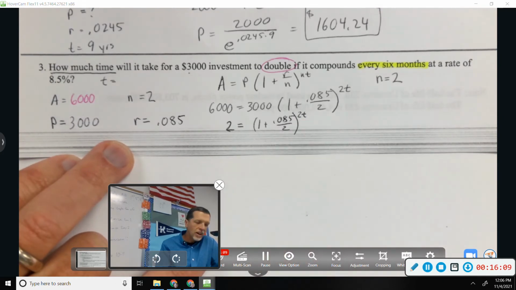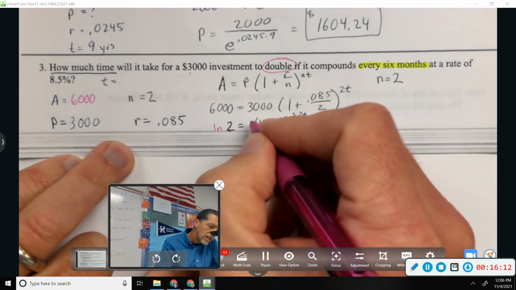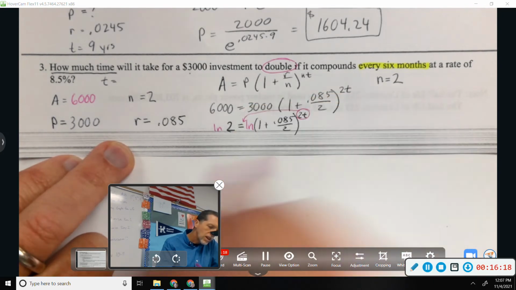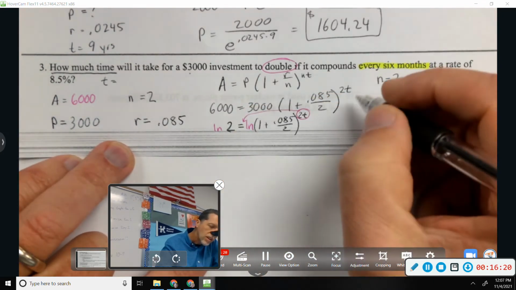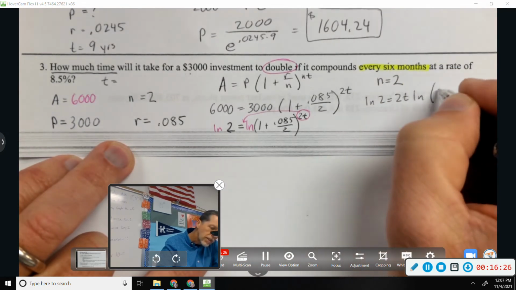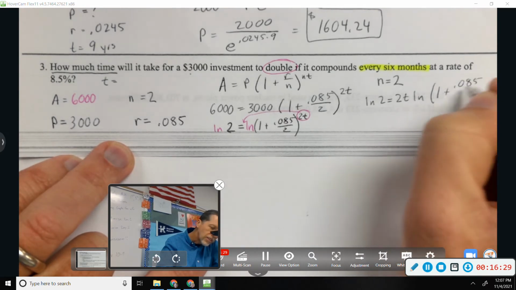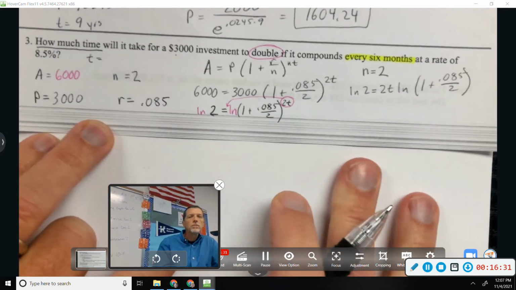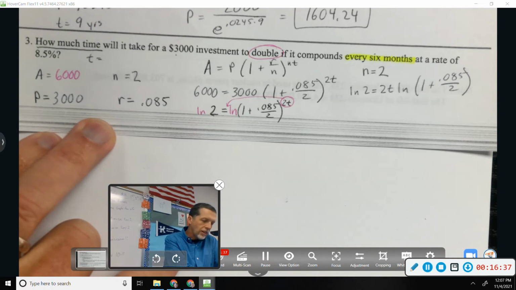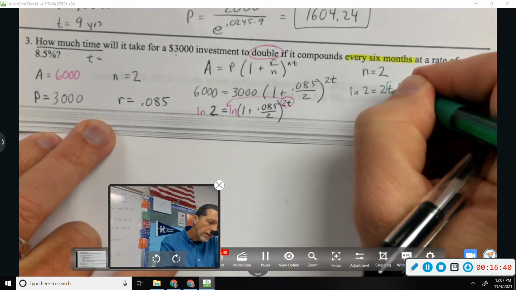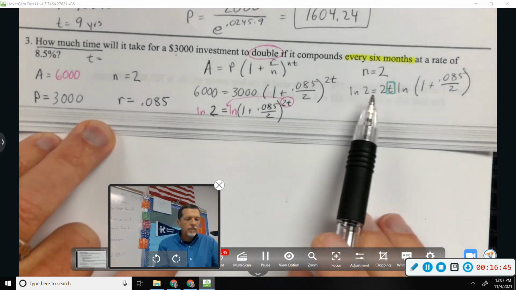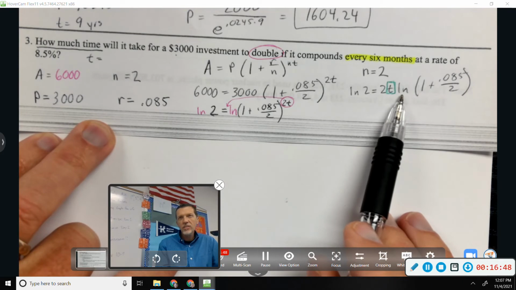If I log both sides, the reason we would log both sides is because that 2t can now become a coefficient. So natural log 2 equals 2t, natural log of all that other stuff. Now, I know you think that's more complicated, and I guess it is, but now I have t as a coefficient rather than an exponent. In fact, I have 2 times t times natural log.